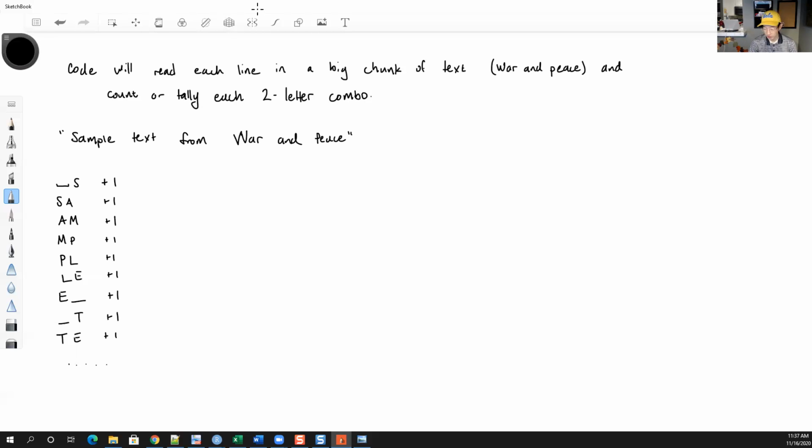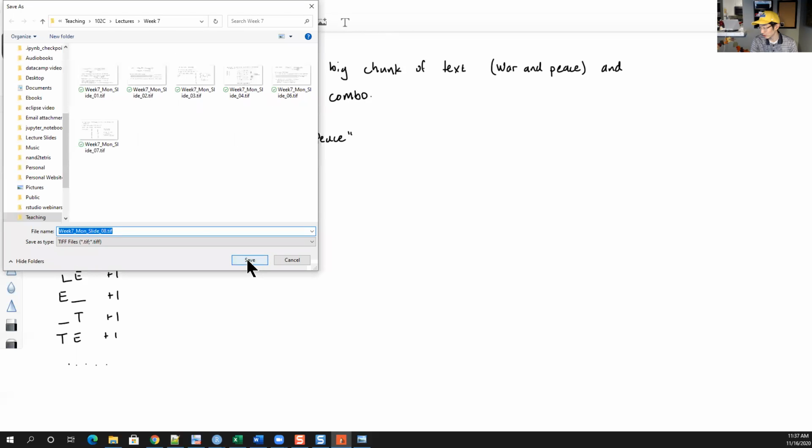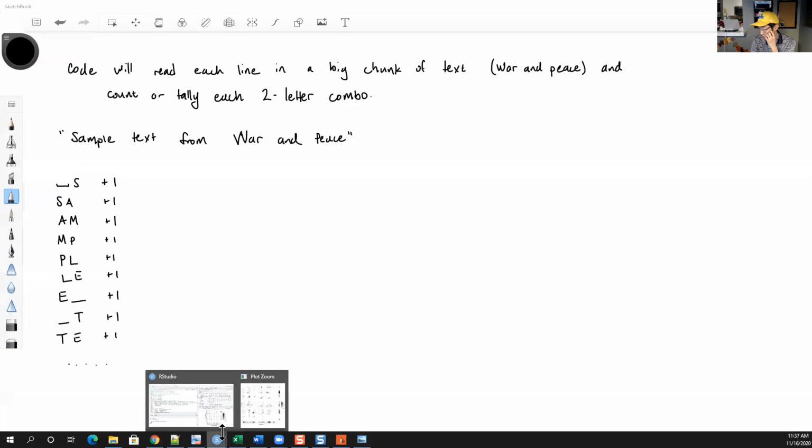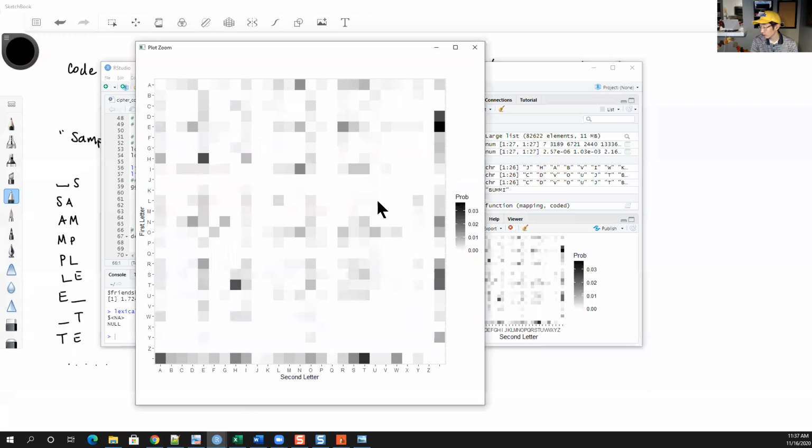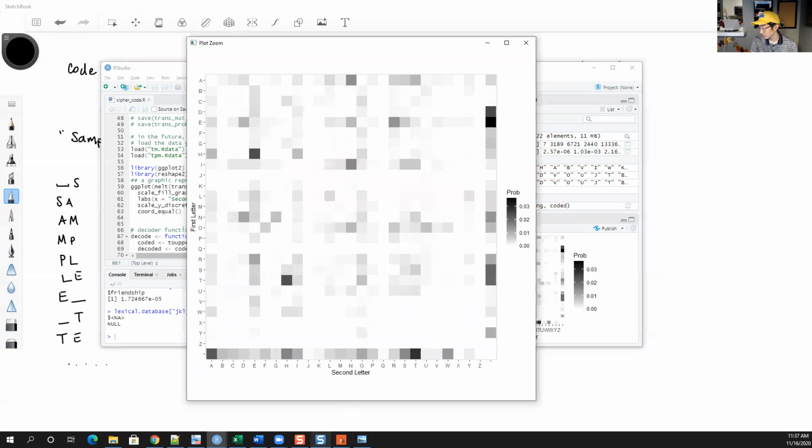Okay, and the result, I ran some code, and I'm still cleaning up my code here, so I'm not going to share it with you just yet. At the end, I get this big 27 by 27 transition matrix that looks like this.